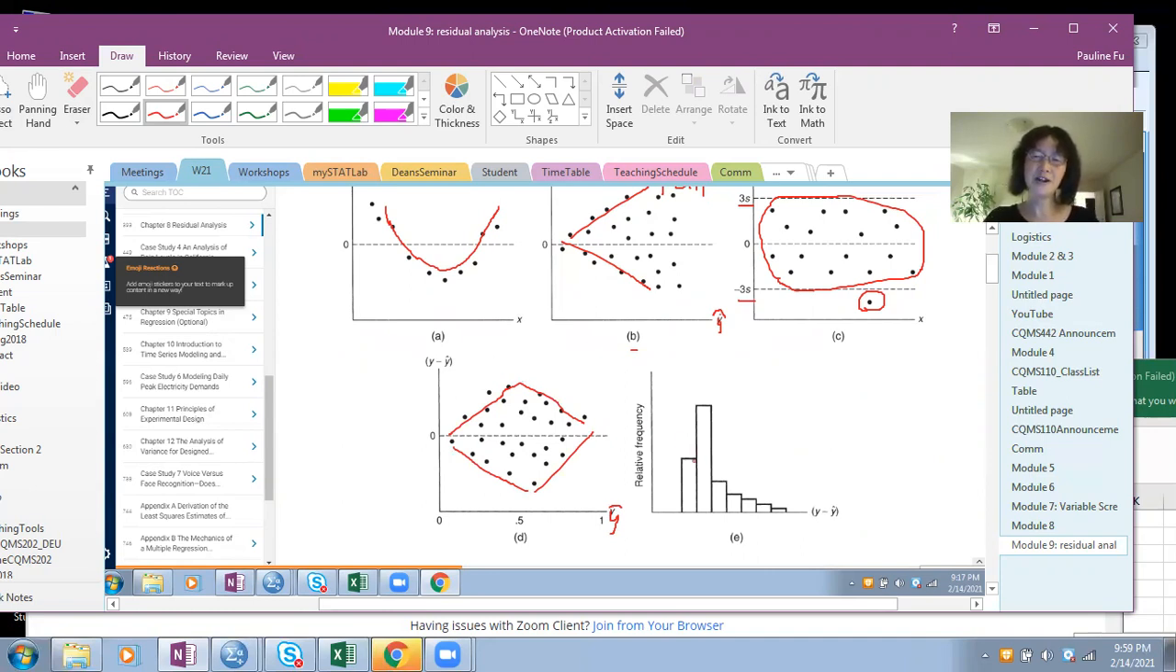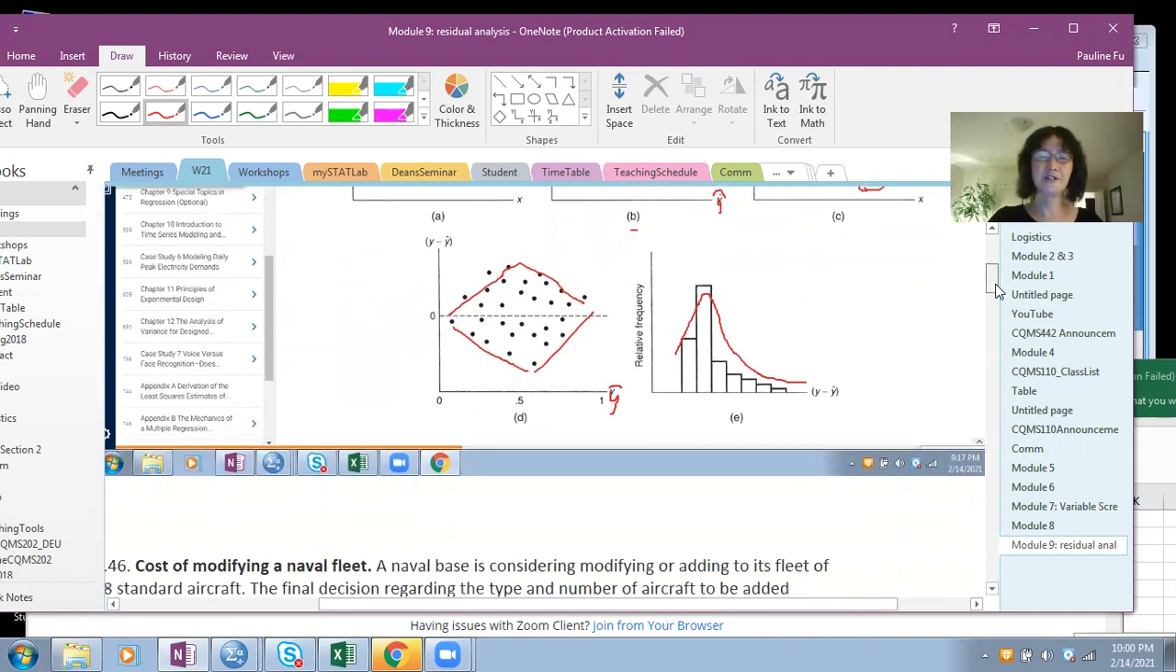And this one is a histogram, or frequency distribution. It looks skewed to the right, so it is not normally distributed. Okay, so that is this question.